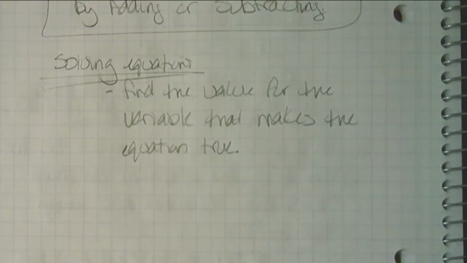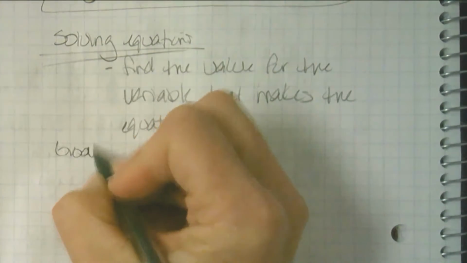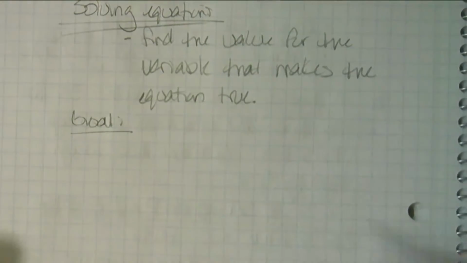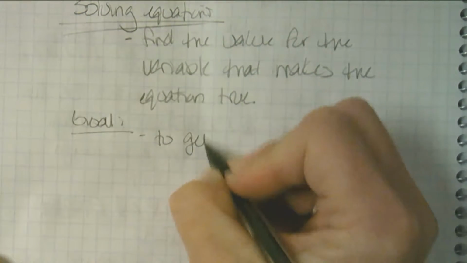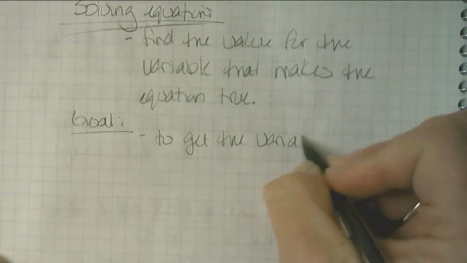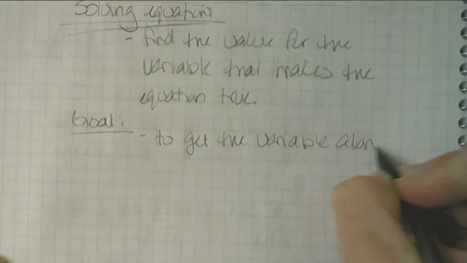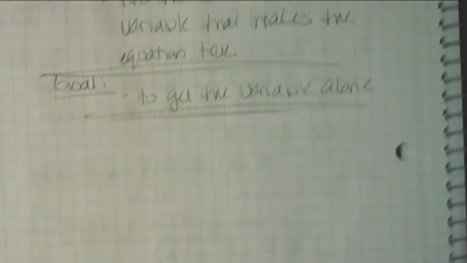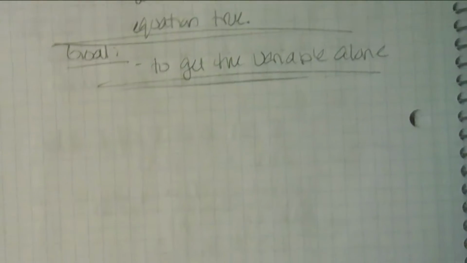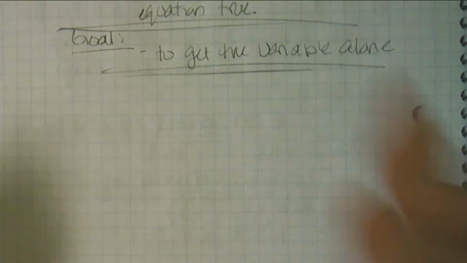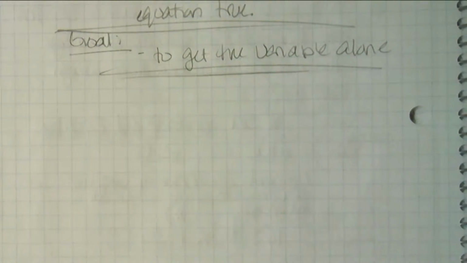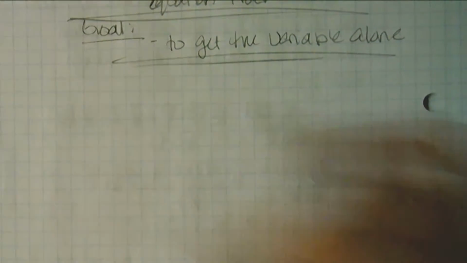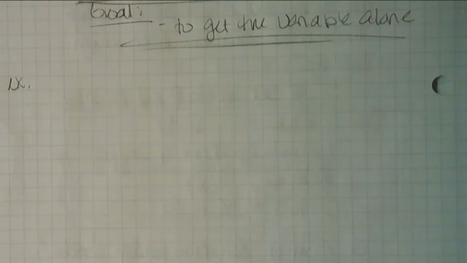Our goal of solving equations is to get the variable alone. That is our goal. Get the variable alone. I'm going to go through an example right now. I'll do the example to the left and some steps to the right, so you have the steps involved. If you like colors in your homework or notes, you're more than welcome to use colors to show steps.